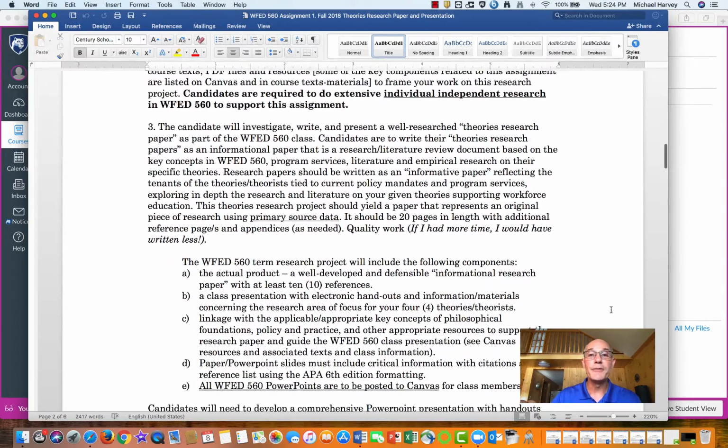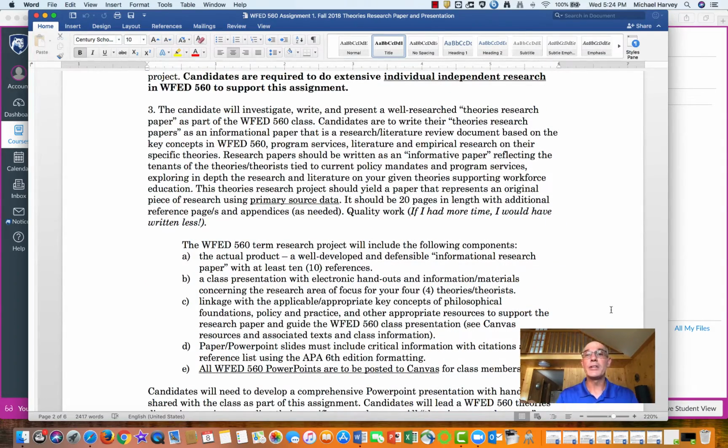Candidates are also going to investigate and write a well-researched theories research paper. In their research of the theories paper, you're going to do a comprehensive review of the literature. You're going to look at key concepts. You're going to look at the empirical research on specific theories. You're going to look at the founding fathers or the primary researchers and developers of those theories based on your research.